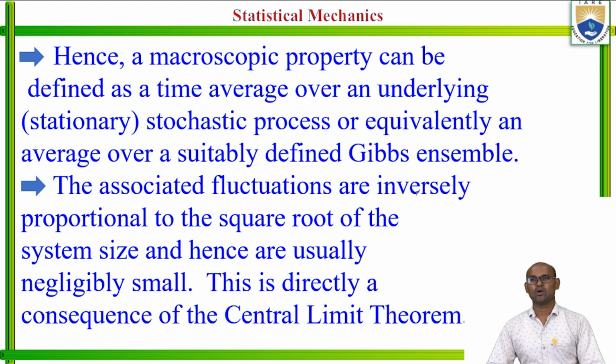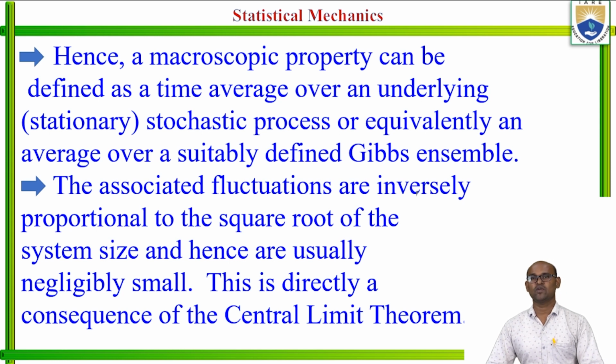Hence, a macroscopic property can be defined as a time-averaged quantity over an underlying stationary stochastic process, or equivalently, an average over a suitably defined Gibbs ensemble. So we can obtain a macroscopic property by taking a time average in an experiment, or by taking an ensemble average in a simulation. Then we can compare these two quantities.